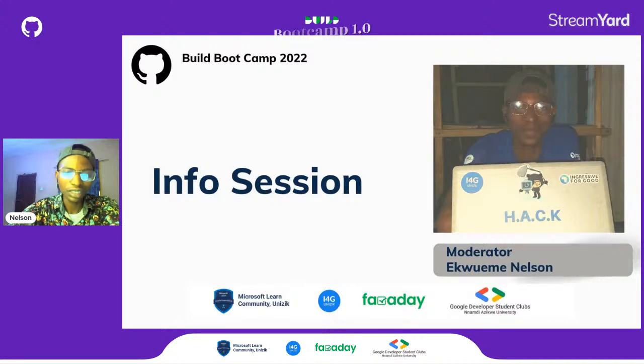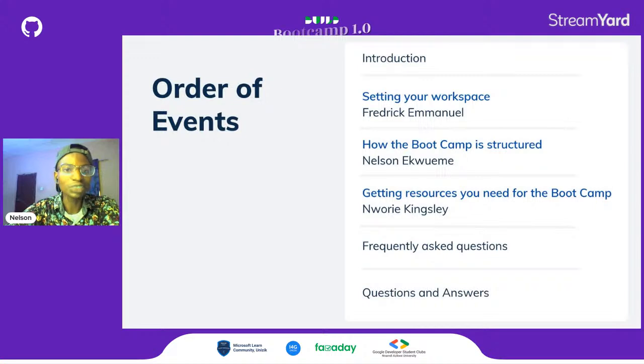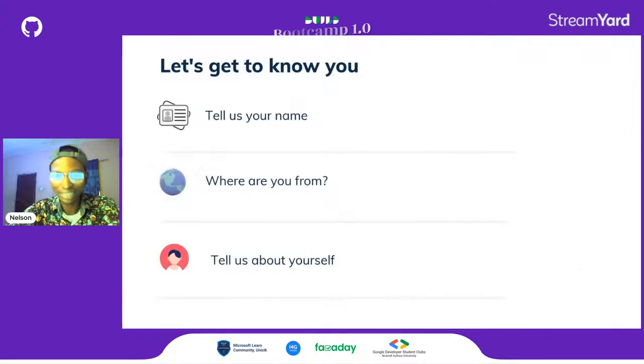All right. So let's go back to the order of events. First, we have a quick intro about ourselves, and in this, I will share the format we are going to use in the next slide. So after that, we go over to setting up your workspace. Frederick Emmanuel will take setting up your workspace, and myself, I will take how the bootcamp is structured. Then we go over to getting the resources you need for the bootcamp, and I entertain frequently asked questions, and we end with a question and answer section. So, without wasting much time, let's start.